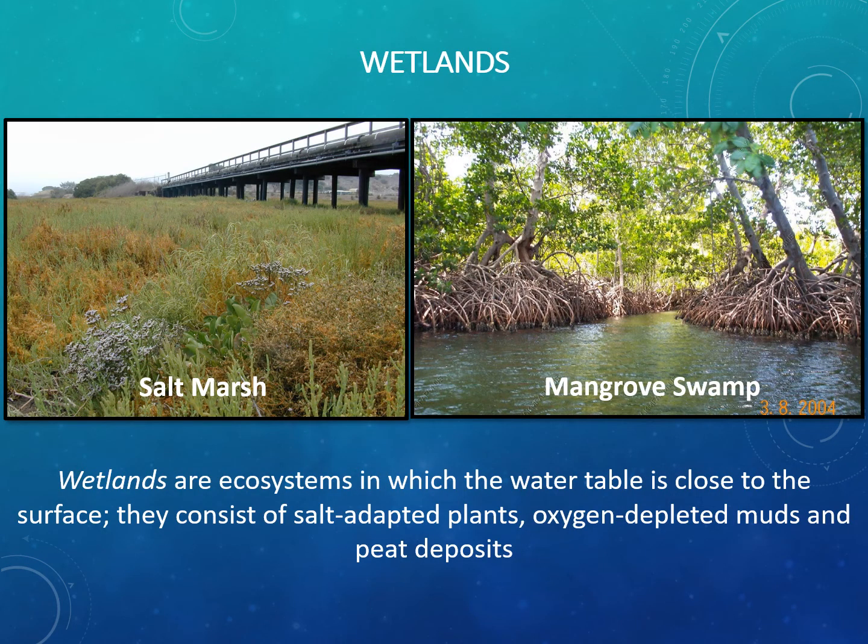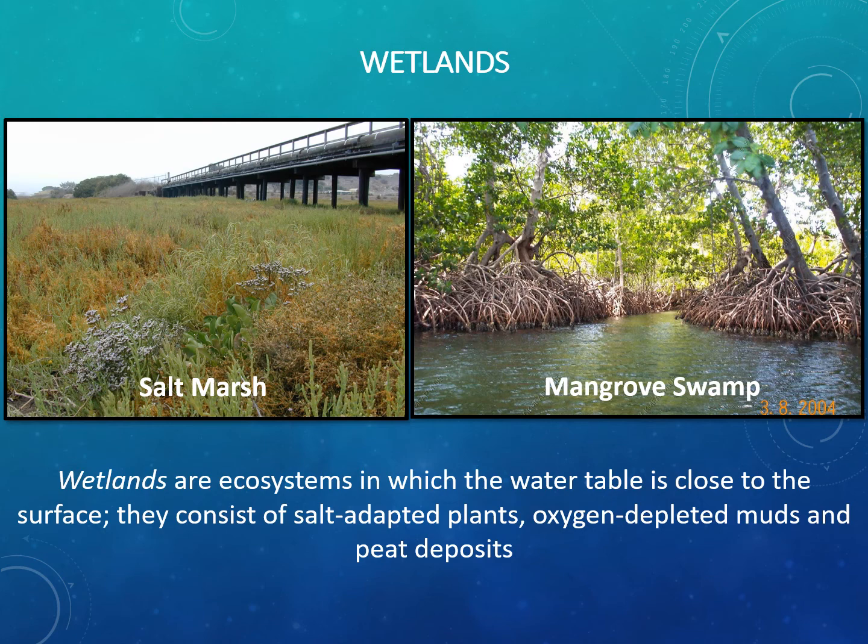Estuaries can create wetlands. Wetlands, as I mentioned to you before, are ecosystems in which the water table is close to the surface. Most wetlands consist of salt-adapted plants. So in other words, they are adapted to an environment where there's changes in salinity, changes in pH because of changes to tidal level. And they also consist of oxygen-depleted muds and peat deposits.